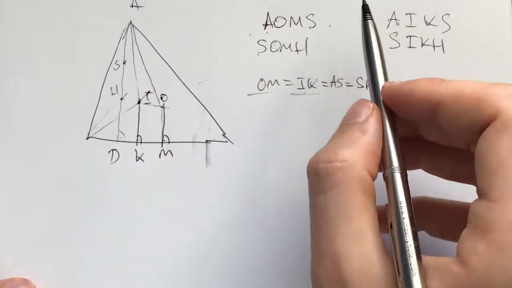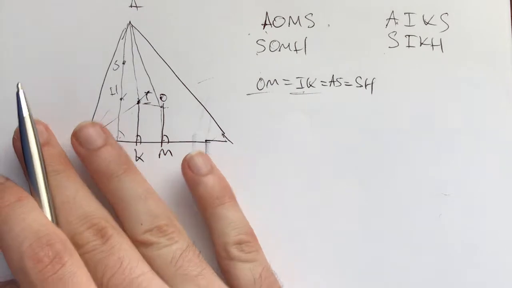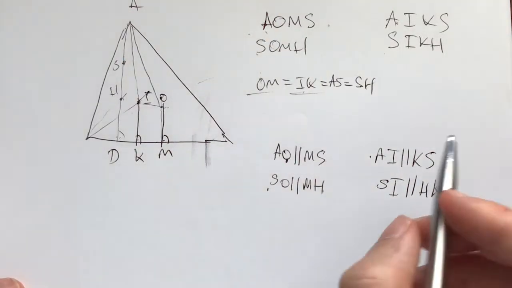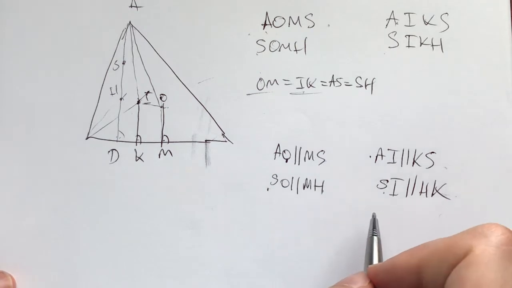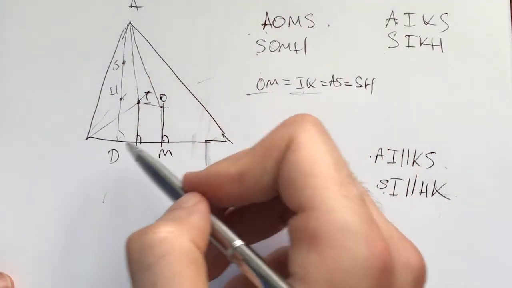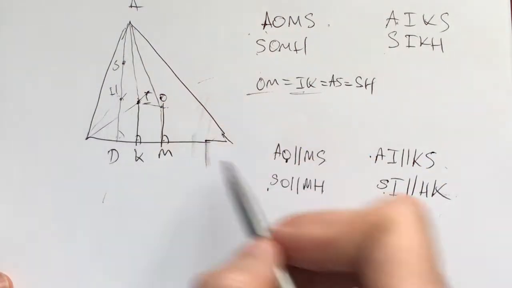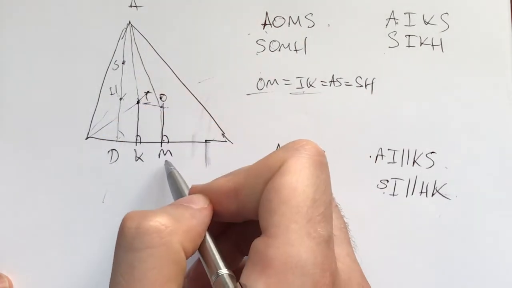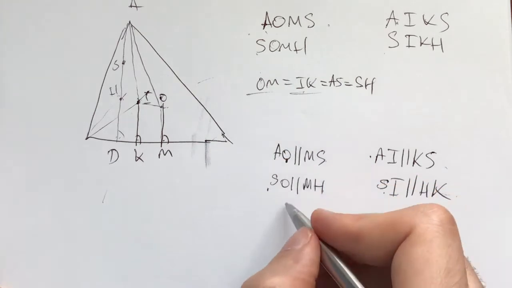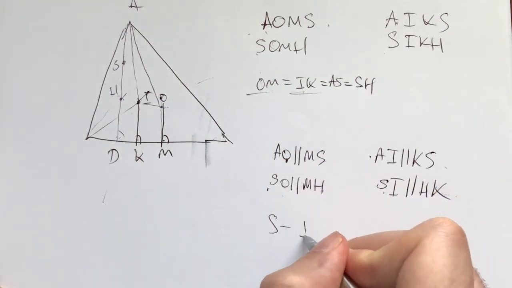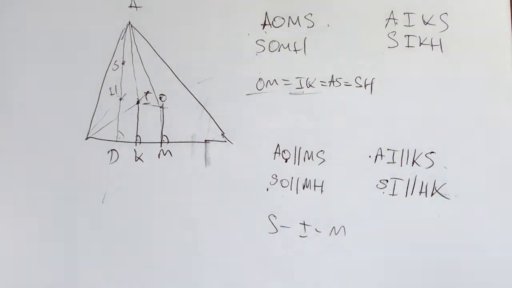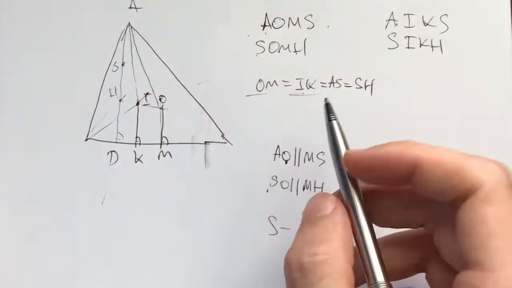And what do these parallelograms give us? Well, they give us AO parallel to MS, SOMH, AI parallel to KS, SI parallel to HK. And now what you see is that we have HK parallel to SI and AO parallel to SM. So the only thing we need to prove is that S, I and M are collinear. And now how difficult is this to prove? Here are a couple of ideas that come to mind.